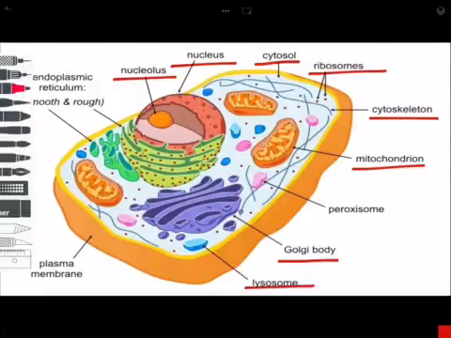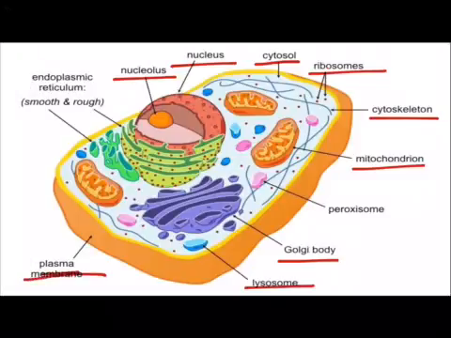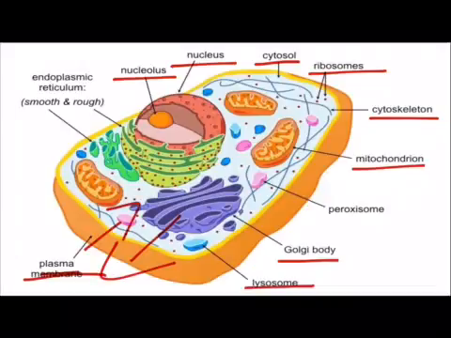Lysosomes are unique to animal cells, and mitochondria and lysosomes are both examples of membrane-bound organelles. So you can see that eukaryotes have membrane-bound organelles unlike bacteria. It also has a plasma membrane to allow molecules to diffuse in and out of the cell. It also has endoplasmic reticulum.